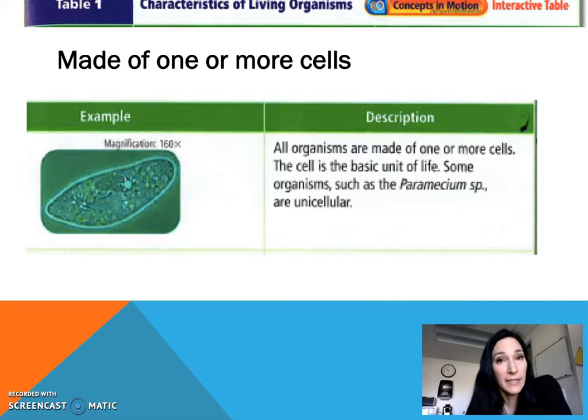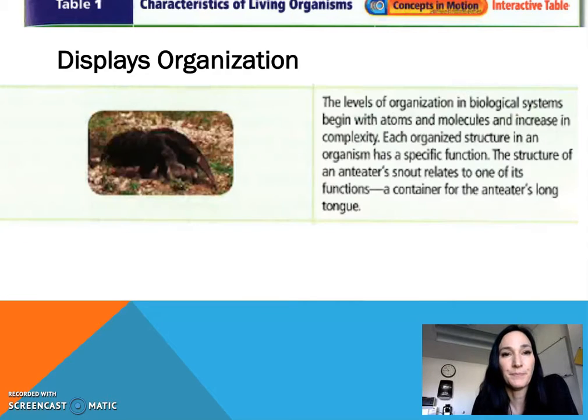This is called cell theory. Now, it is possible that at some point in time we may discover some type of life that is not made up of cells, maybe on a different planet, or somewhere here on Earth, but as of this point, we have never discovered something alive that's not made up of cells. So that's number one. Number two is that all living things display organization.